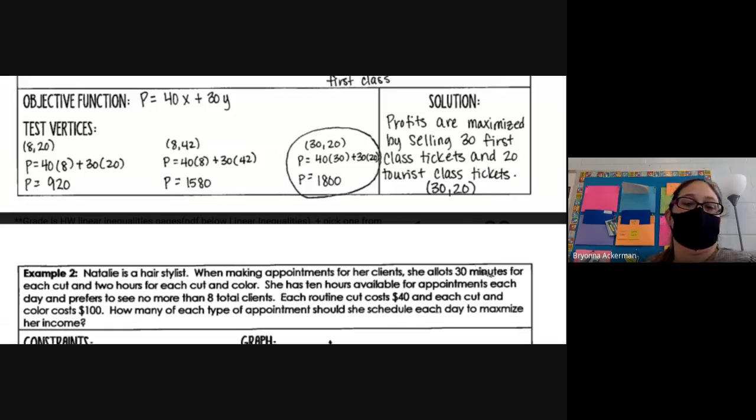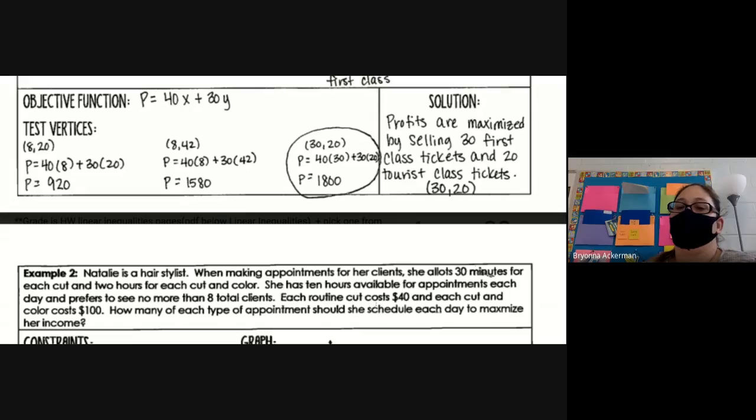Okay, so she's making appointments. If someone's coming in just for a haircut, it takes 30 minutes. If someone's coming in for a cut and a color, it takes 2 hours. She has 10 hours available for the day. So she works 10 hours. She likes to see 8 customers, no more than 8. So 8 or less. And then we've got the money.